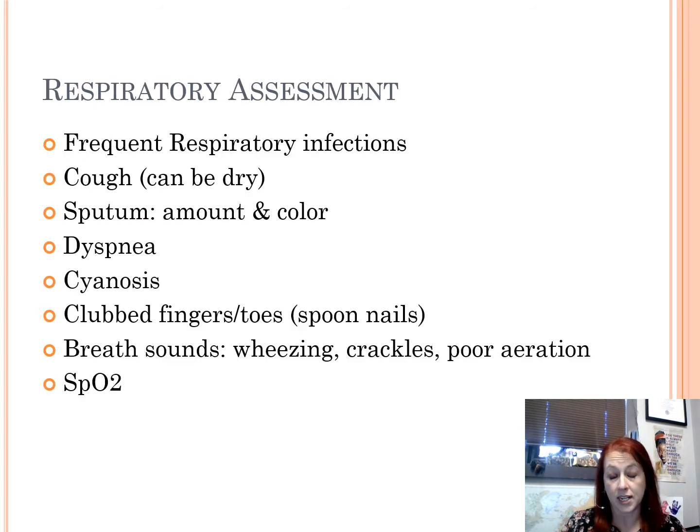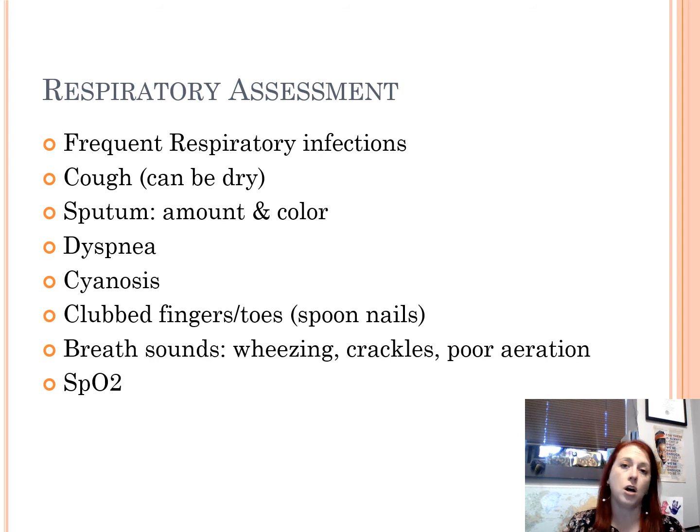So for your respiratory assessment, frequent respiratory infections are something we see with these kids. So we want to make sure that we're assessing their cough. Is it dry? Is it productive? Is it frequent? Is it occasional? Has it gotten worse or better? Especially if it has gotten worse, that's something that needs to be reported immediately.